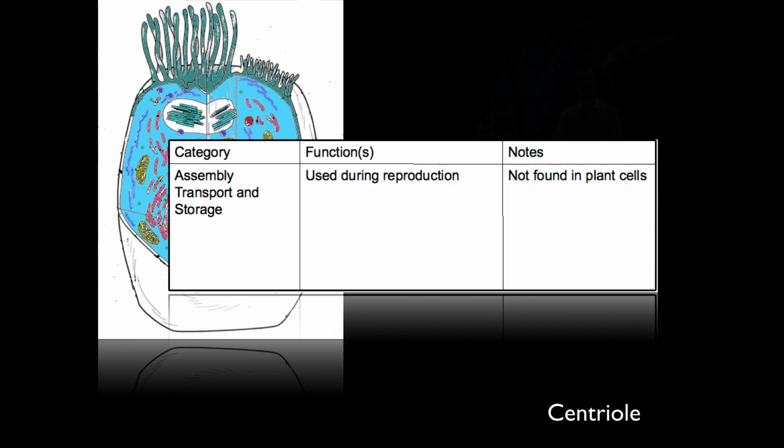Okay, so centrioles are used during reproduction. They move DNA. Centrioles are another difference between plant and animal cells. Centrioles are found in animal cells, not in plant cells. Plant cells still have to move DNA during division, but they don't use centrioles to do it.